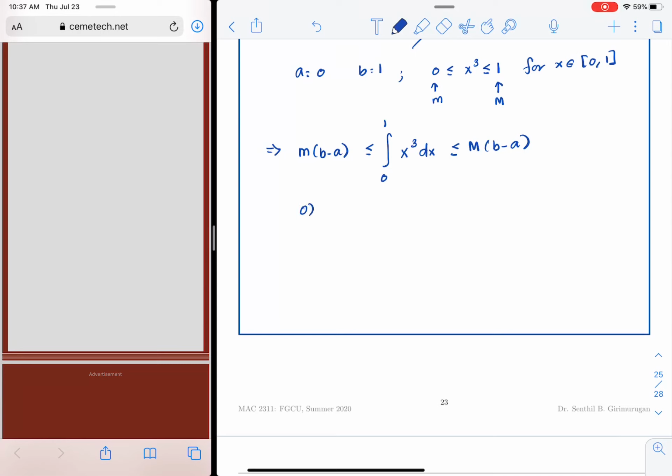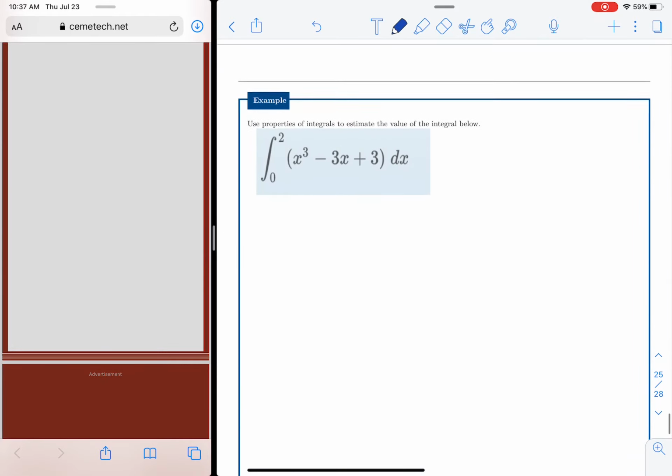So we have 0 times 1 minus 0 less than or equal to the integral from 0 to 1 of x cubed dx, less than or equal to uppercase M, which is 1, times 1 minus 0. So our conclusion is that the value of the integral has to be between 0 and 1. We don't know the exact value, we are simply saying that the value of the integral must lie between those two numbers, 0 and 1.